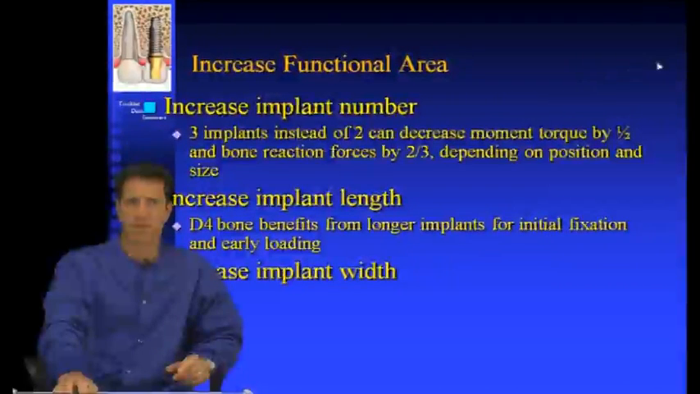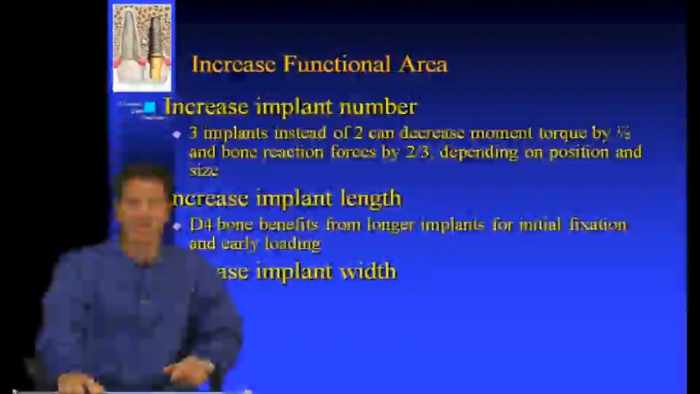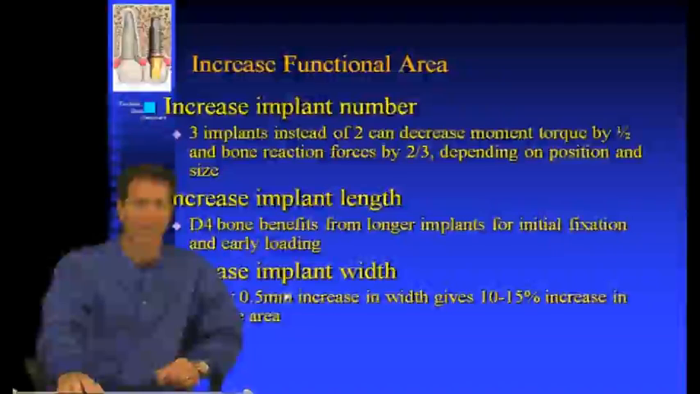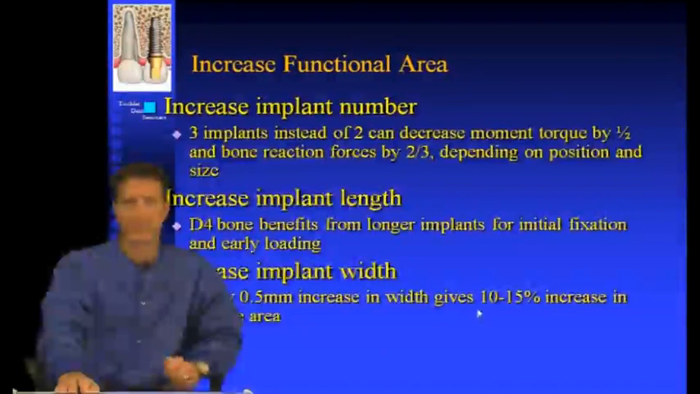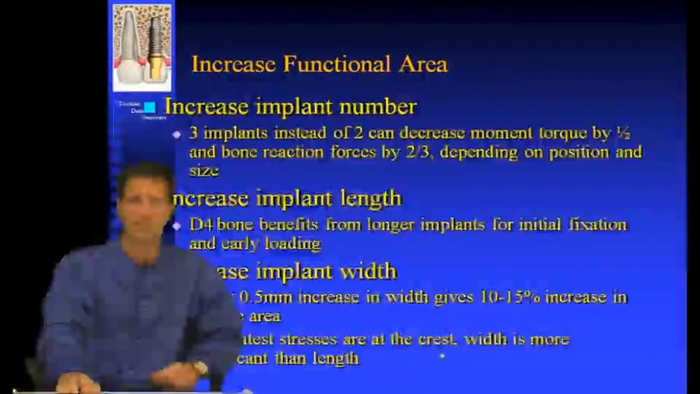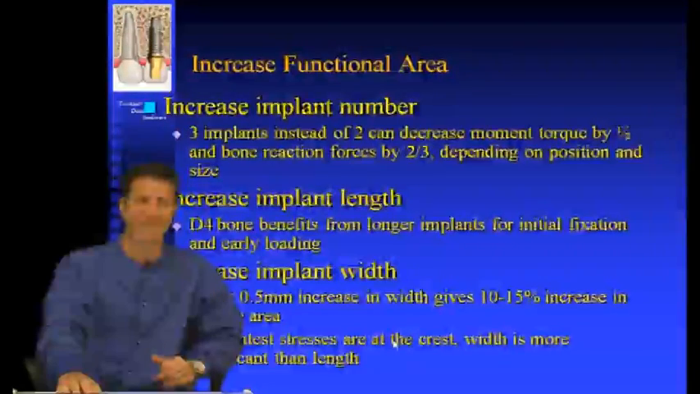And that's because when an implant's placed, the bone is healing at different rates. So the more surface area you have by increasing the length, you have a better chance of there being mature bone in more than one area. And then we can always increase the width because every 0.5 millimeter increase in width gives a 10 to 15% increase in the surface area. And as I showed you, the greatest stresses are at the crest. So width in some ways is more significant than the length.